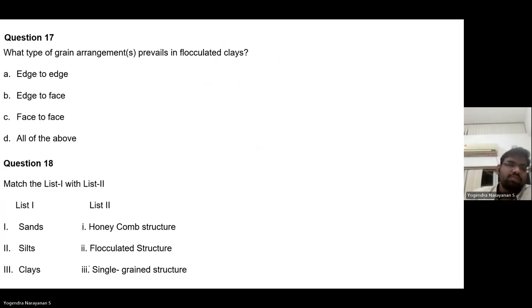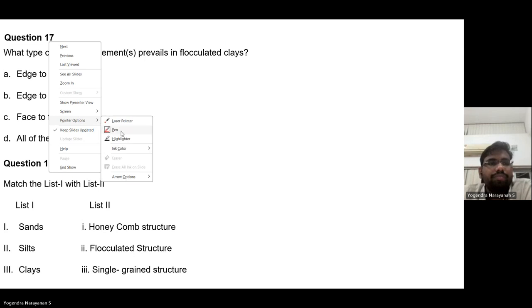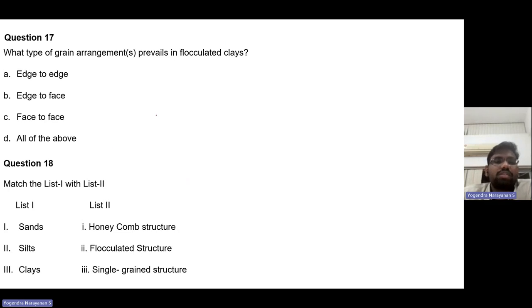Moving to the next question, what type of grain arrangements prevail in flocculated clays? As we know, card house structure is the flocculated clay structure, as we have seen in the lectures. Flocculated structure is card house structure. Something like this. Here, each line represents a clay particle, and the gaps represent the voids. Due to the net electrostatic forces, there might be contact established between edge to edge or edge to face.